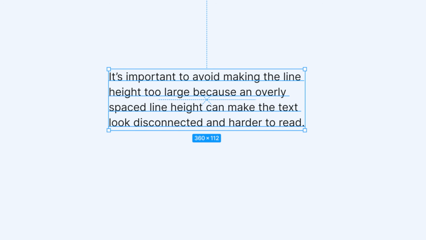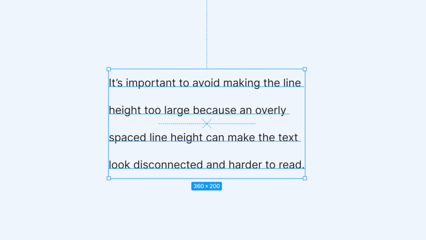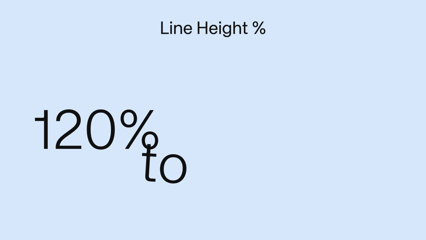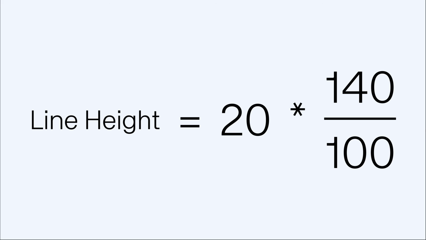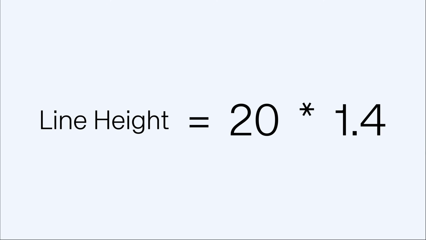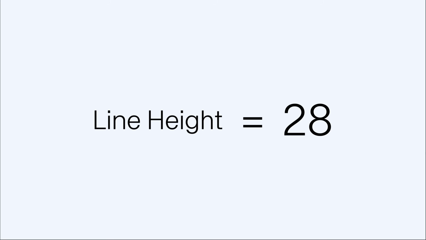However, it's important to avoid making the line height too large because an overly spaced line height can make the text look disconnected and harder to read. To find the right line height, you could use percentages. A good range is between 120% and 150% of the font size. This means that if your font size is 20 pixels, you could calculate 140% of 20 pixels, which gives you a line height of 28 pixels.